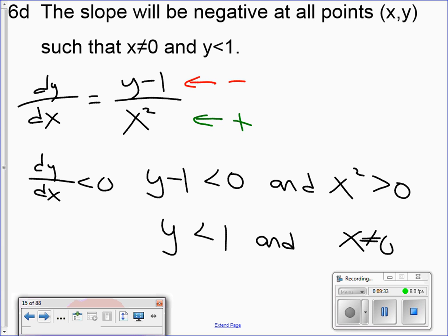Is the next one the second derivative? Well, for a fraction to be negative, it could either be a negative over a positive or a positive over a negative. But there's no way that x squared is going to be negative. So the only way this fraction, this slope, is going to be negative is if the top's negative and the bottom's positive. All right, so the next one's the second derivative.